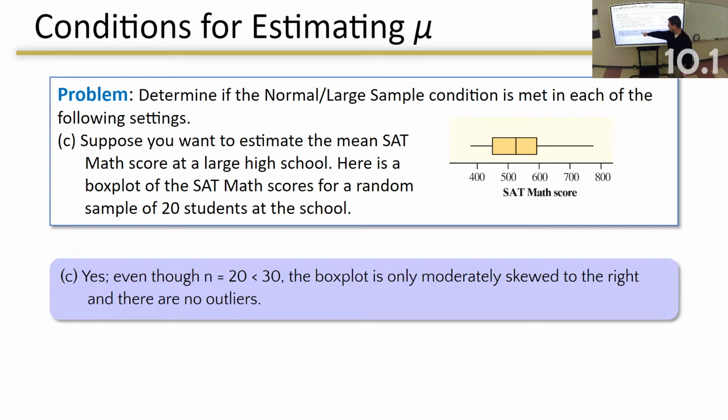Even though 20 is less than 30, the box plot is only moderately skewed to the right. There's no outliers. That's why I use box plots, right? They show outliers because of the modified box plot. This does not have any outliers. So we're okay with that one. Again, it's slightly skewed, but not enough. It would have to be a really, really long tail, and it won't be a really long tail because at some point those will be outliers.